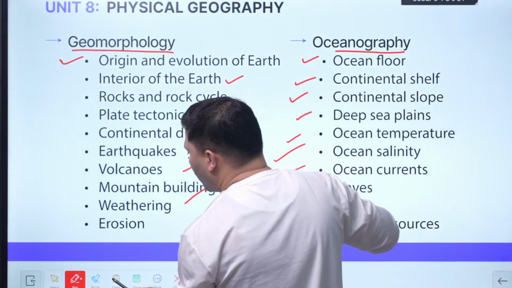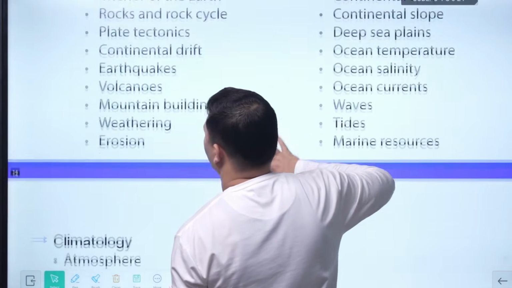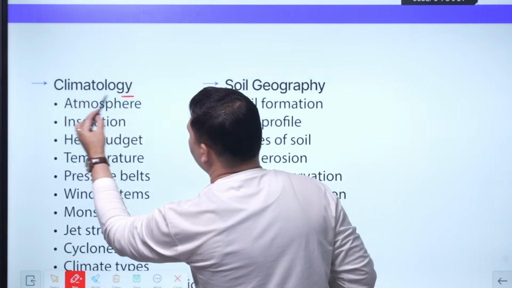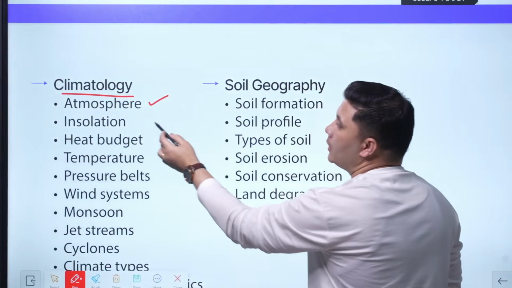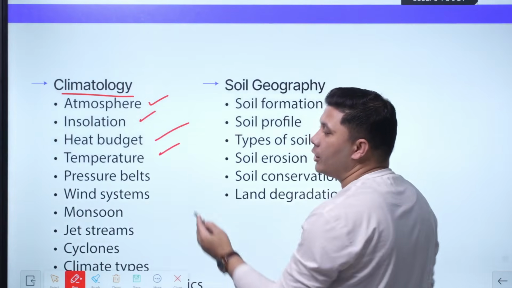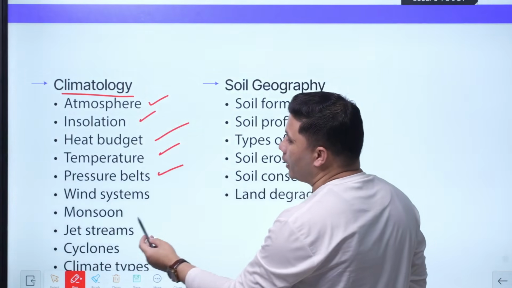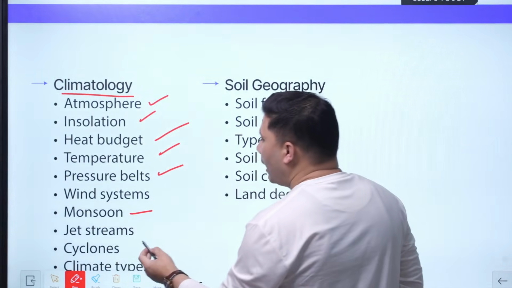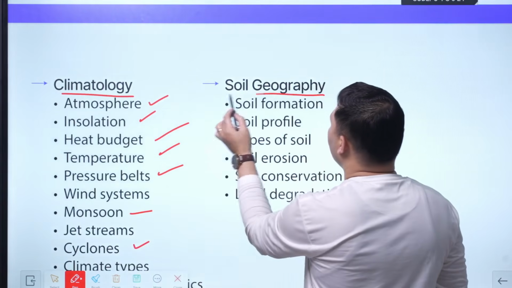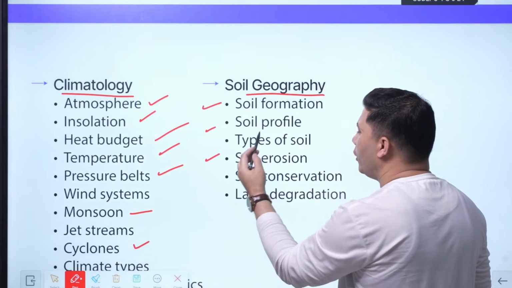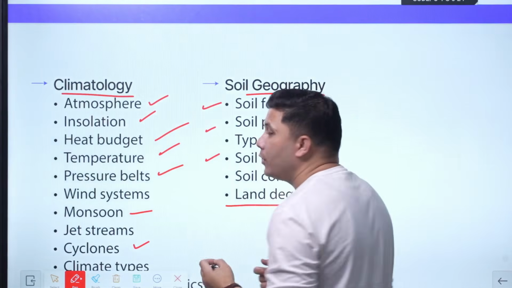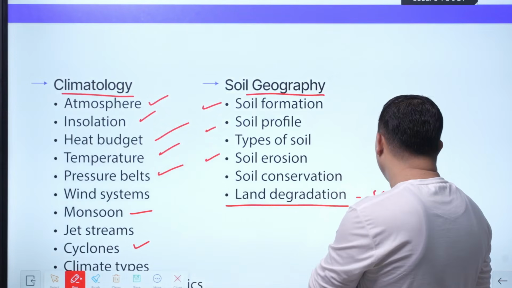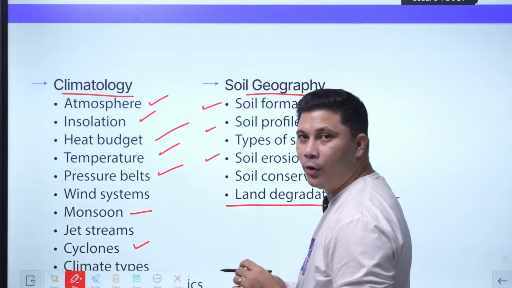And not only this, you also have to study climatology and soil geography in physical geography, which is very important. You have to study the atmosphere, insolation, heat budget, temperature, pressure belts. Monsoon itself is a very big domain. Cyclones. Then in soil geography: soil formation, soil profile, soil erosion, land degradation, which is a very important topic. And land degradation will be connected to the SDGs also, very important.